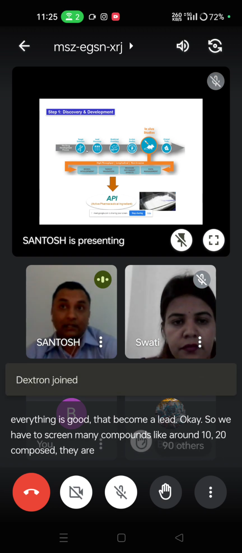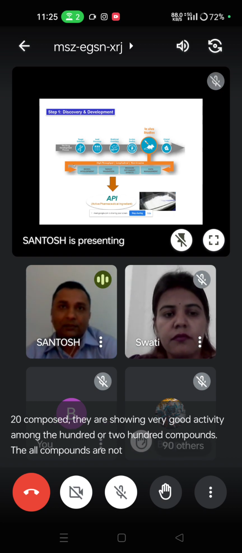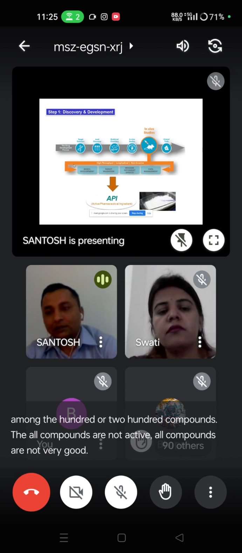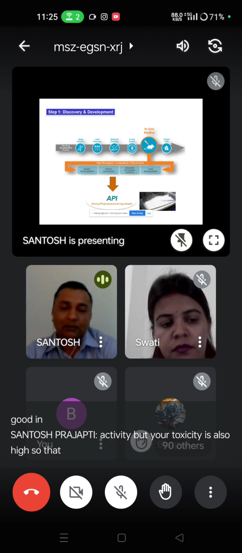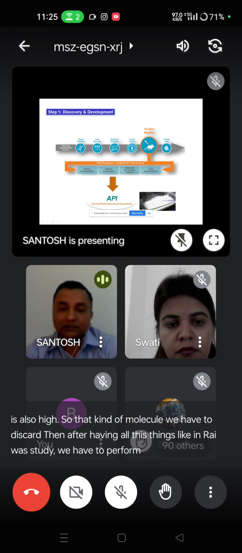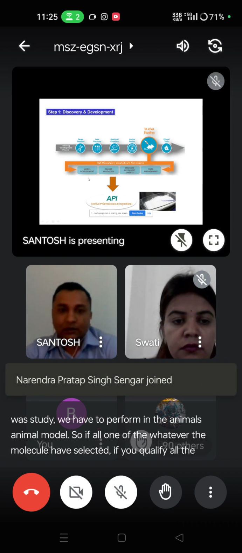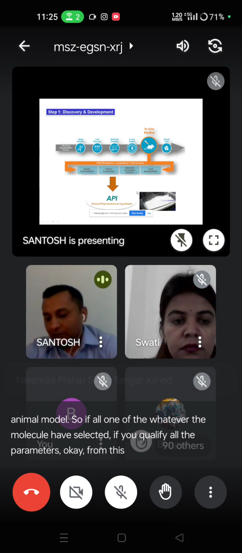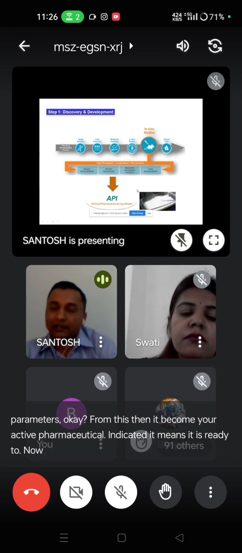They are showing very good activity among the 100 or 200 compounds, because all compounds are not active. All compounds are not very good. Some of the molecules are very good in activity, but their toxicity is also high. So that kind of molecule we have to discard. Then after all this, we have to perform the in vivo study with an animal model. If the molecule you have selected qualifies all the parameters, then it becomes your active pharmaceutical ingredient. That means it is ready, and now you can go for the next trial.